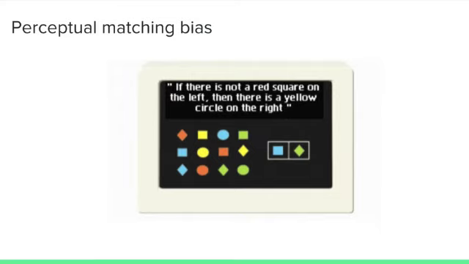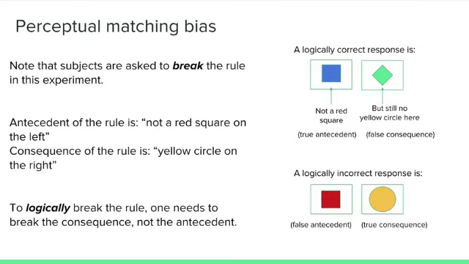Evans and his research team designed a famous task to test the strength of a certain type of perceptual bias. In this task, subjects are told, if there is not a red square on the left, then there is a yellow circle on the right. In completing this task, participants are asked to break the rule. One way to falsify the rule is to put a blue square on the left and a green diamond on the right. However, most subjects respond with a red square on the left and a yellow circle on the right.